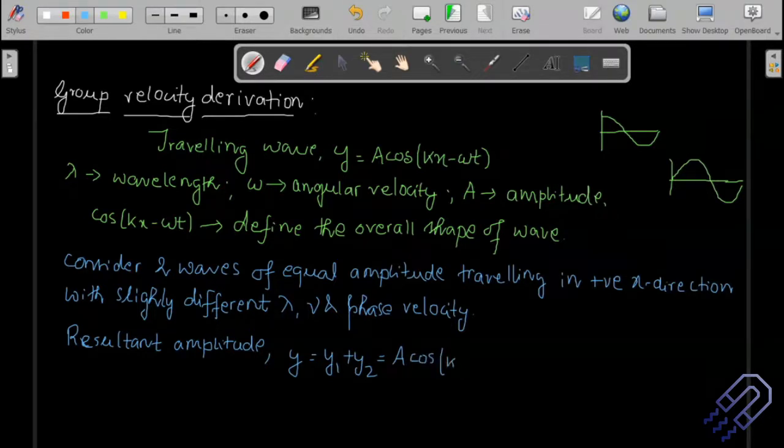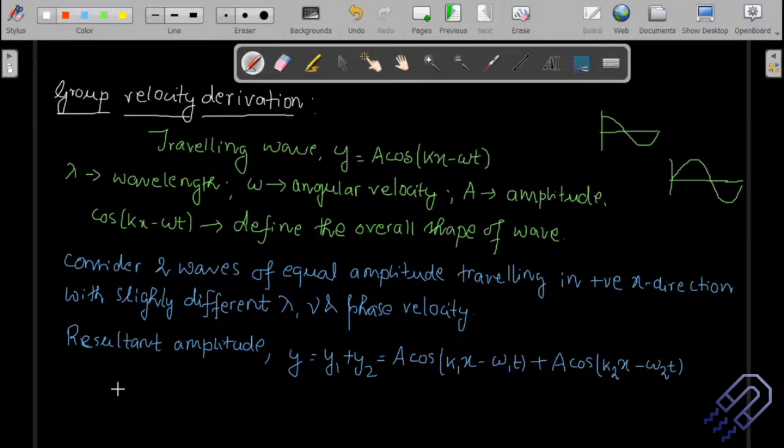So k would be 2 pi by lambda, that means 2 pi by lambda 1, so I'll write it down as k1. x is the position of the resultant. Minus, the frequency will be slightly different, so I'll take it as omega 1 in time t. That's the first wave, plus the second wave, amplitude remains the same, cos of k2x minus omega 2t. So what we have now is a relation between cos plus cos.